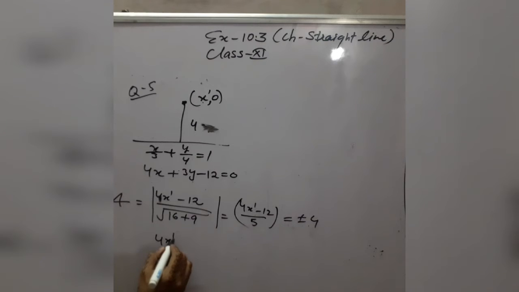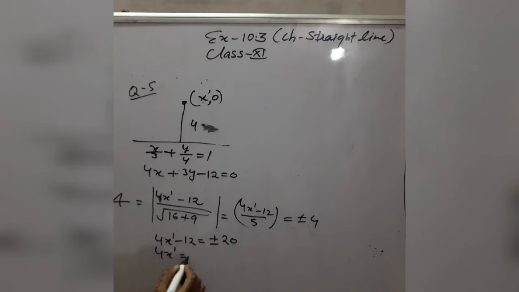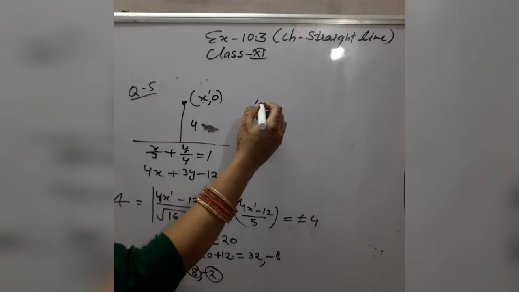Now 4x' - 12 is equal to ±4 times 5, so 5 comes on this side and it becomes ±20. Or 4x' = ±20 + 12. Taking plus 20, plus 12 becomes 32. Or when you take the negative sign, minus 20 plus 12 becomes minus 8. Or x' = 32/4, which is 8, or -8/4, which is -2. So here you are getting two values of x, which means 2 points are there.